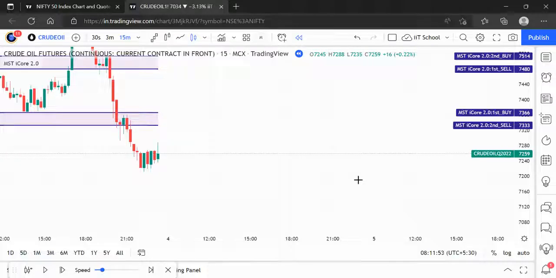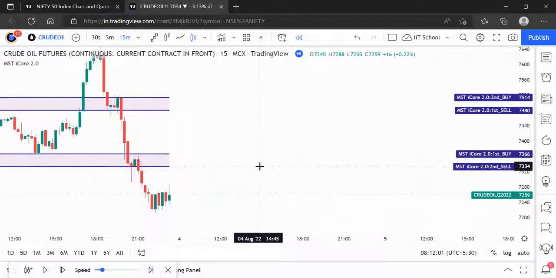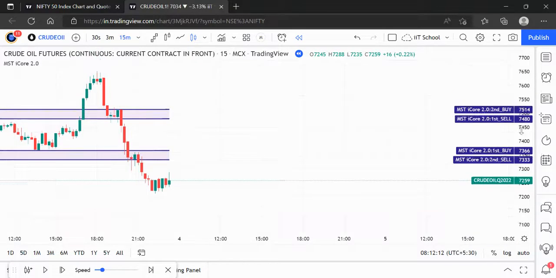A few members who don't know about our MST iCore 2.0 indicator had asked me, what is this MST iCore 2.0? This MST iCore 2.0 is a premium indicator available in the TradingView platform on a subscription basis. This is not the free indicator, it is available on a monthly or yearly subscription basis. Now, how does it work? This is not a repainting indicator. Whenever it has plotted the lines, the line will not change for a lifetime. Whatever line is drawn will be there forever. So this is not a repainting indicator.